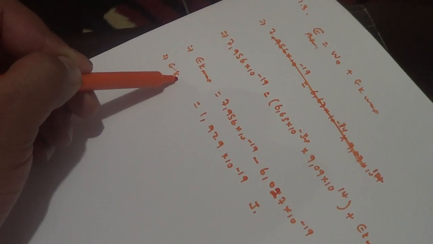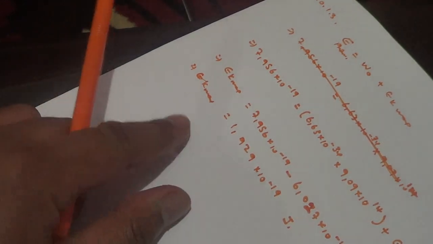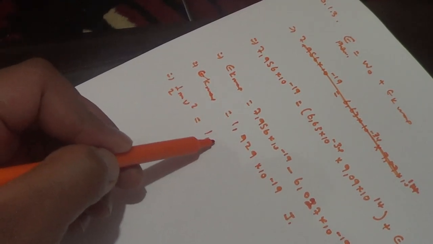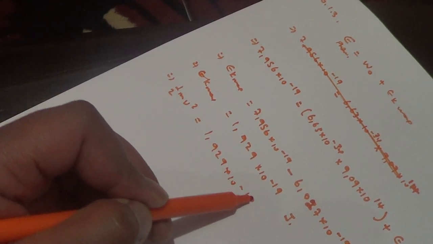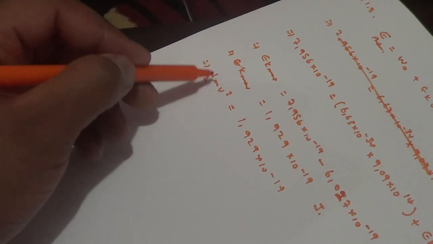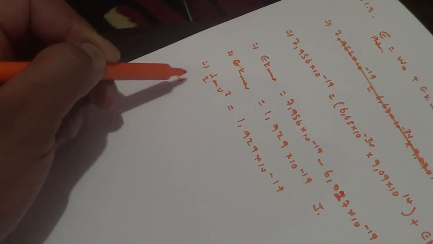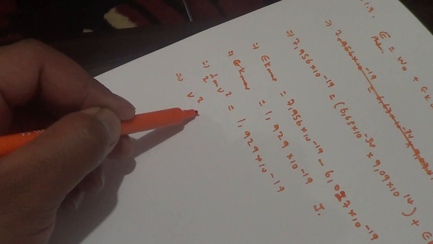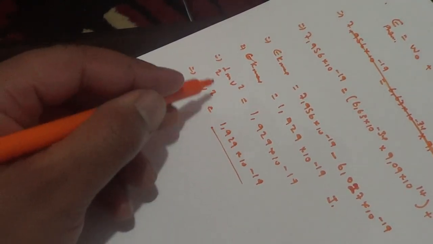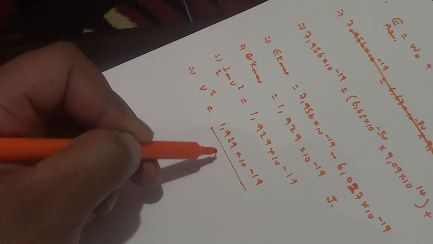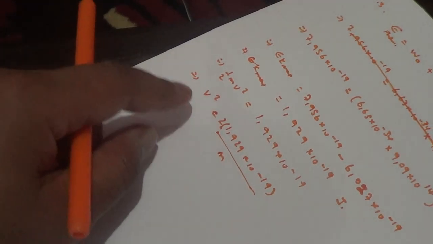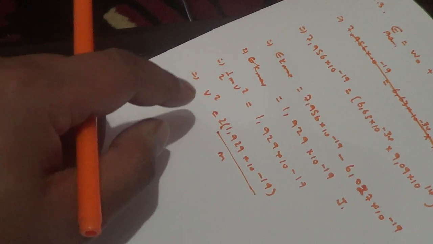Now that is the kinetic energy, Ek max. But this also implies that half mv squared equals 1.929 times 10 to the minus 19. So this is a bit of a longish one. And if we divide by half m throughout, what do we get? We get that v squared is going to be equal to 1.929 times 10 to the minus 19 all over m. Now m will remain here at the bottom, but 2 will multiply the numerator, so 2 goes to the top and m to the bottom.